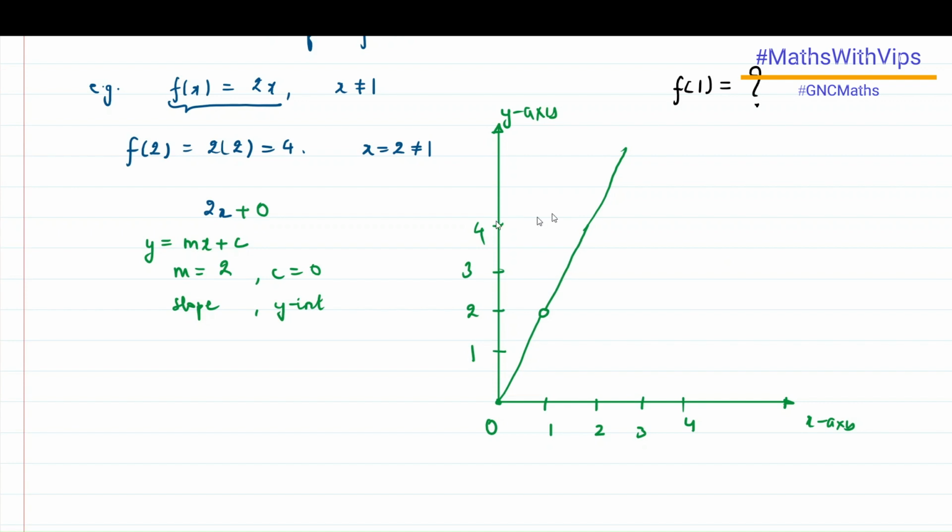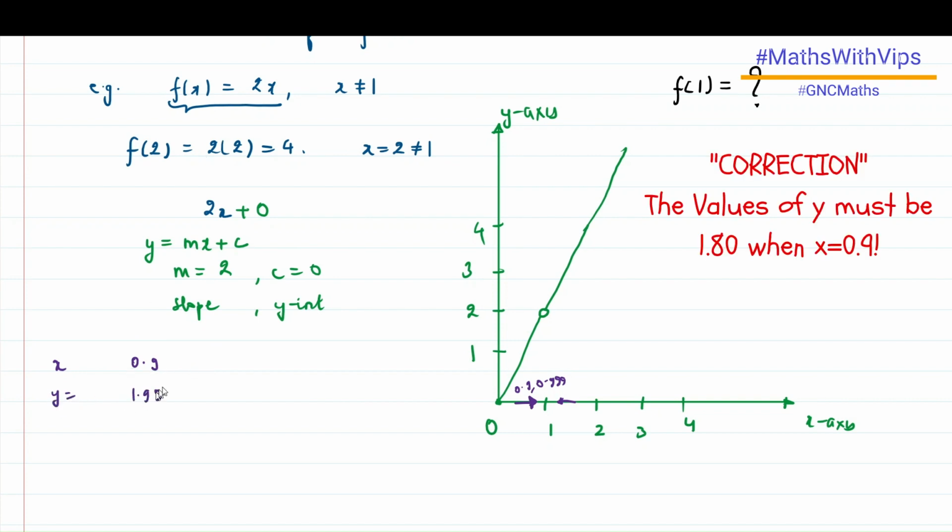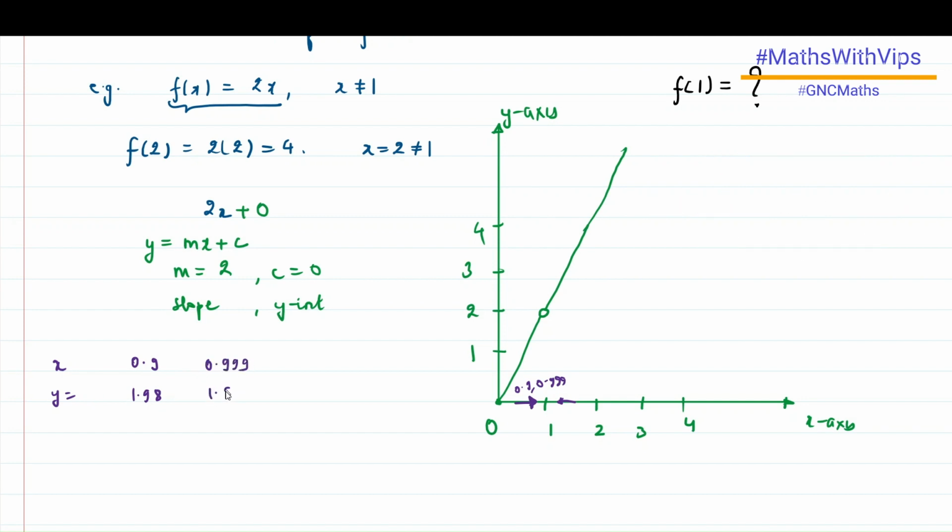Can we really estimate the value of f at 1? Yes, this is where limit comes into the picture. We are going to ask ourselves what happens to the function value as x approaches 1. Since x can approach 1, let's say we have the numbers 0.9, 0.999. Let me just put up a table here. If x is 0.9, then what is going to be y? It is going to be 2 times it, that is 1.8. If x is 0.999, then it is going to be 1.998.